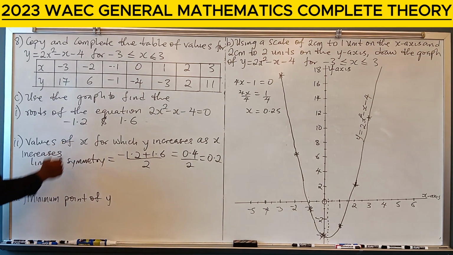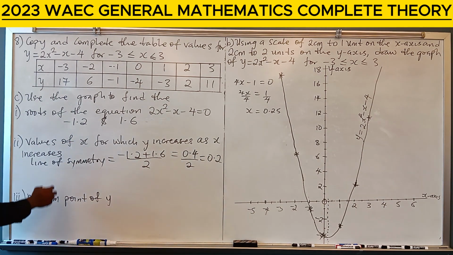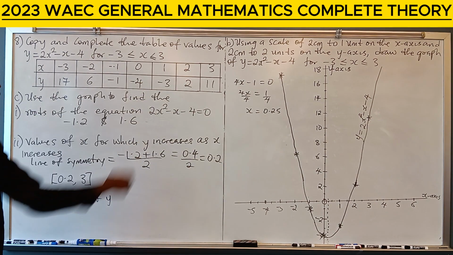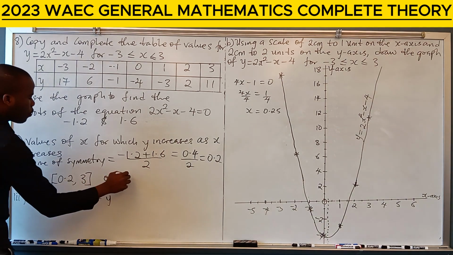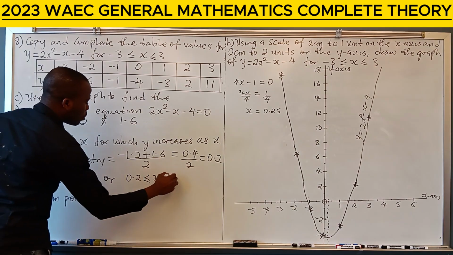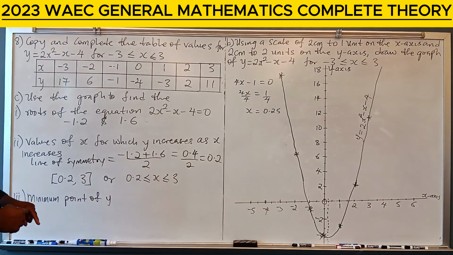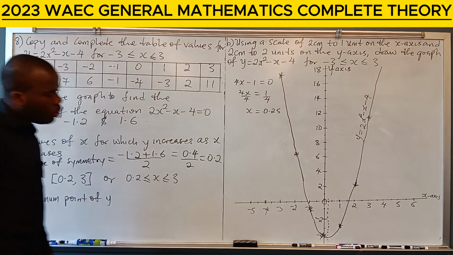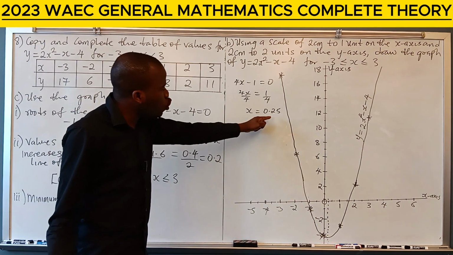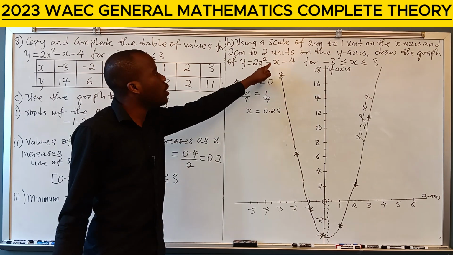So the values of x for which y increases as x increases will be 0.2 to 3, which is the highest value in the boundary, or 0.2 less than or equal to x less than or equal to 3. These are the values of x in which y increases as x increases. The minimum point of y is the value of y at this point. Another way you can get it is to substitute 0.25 into this equation.